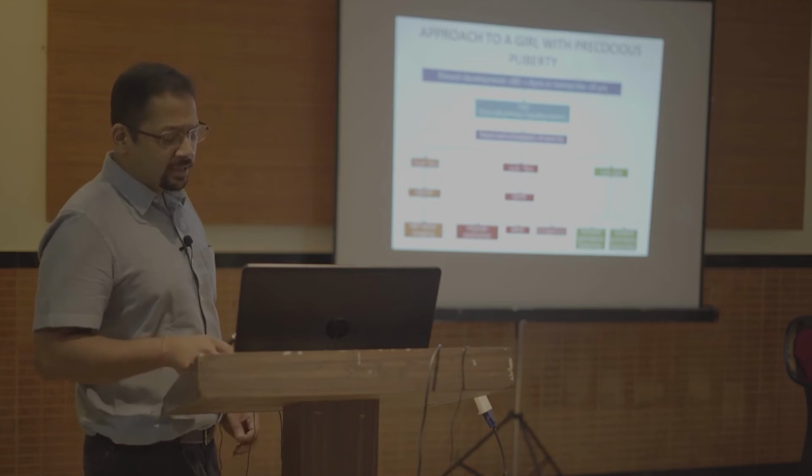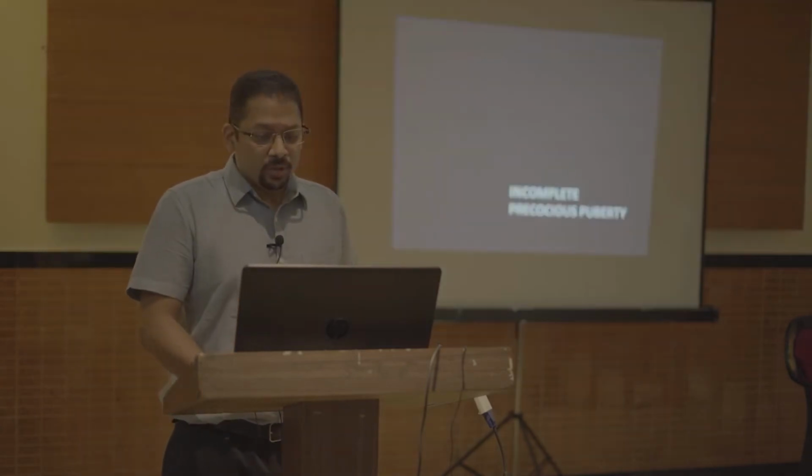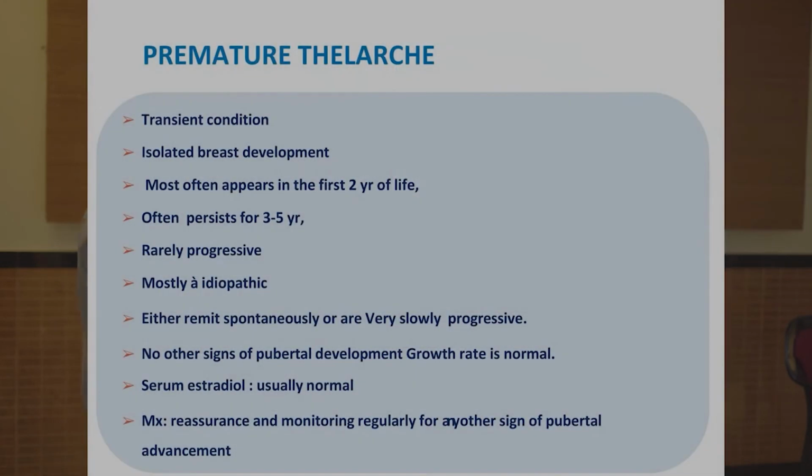The important thing is that in premature thelarche, the age of presentation is usually 3 to 4 years. Now talking about incomplete precocious puberty, that is the child presenting with only thelarche. The important thing is the transition condition, like when the child is transitioning from 6 to 8 years, or 5 years, then we say it is usually the transition phase.